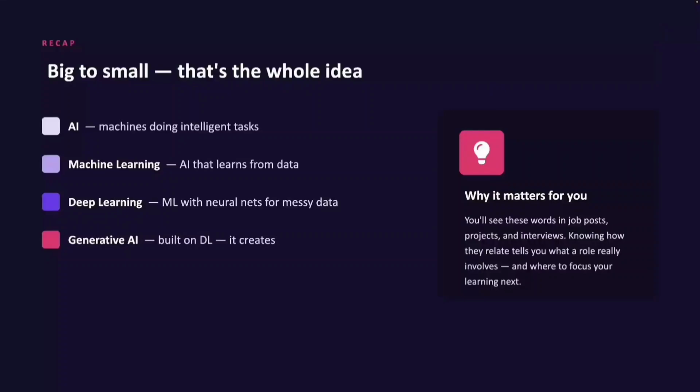So let's bring it home. Four circles, biggest to smallest. AI is the whole field, machines doing intelligent tasks. Machine learning is the AI that learns from data instead of handwritten rules. Deep learning is machine learning that uses neural networks to handle messy, complex data. And generative AI, built on deep learning, is the part that creates brand new content.